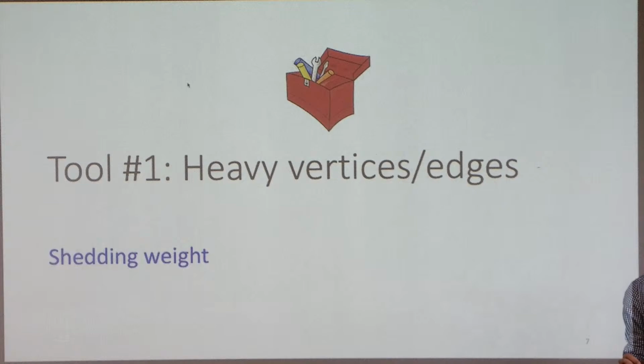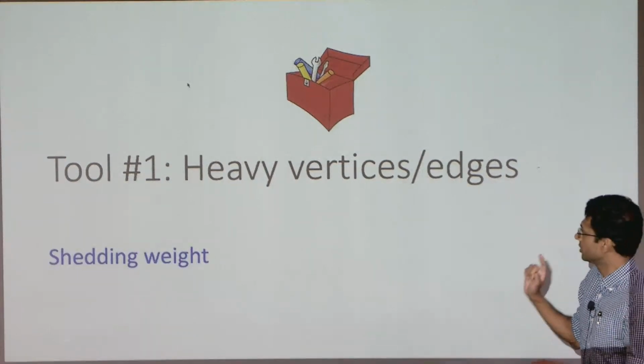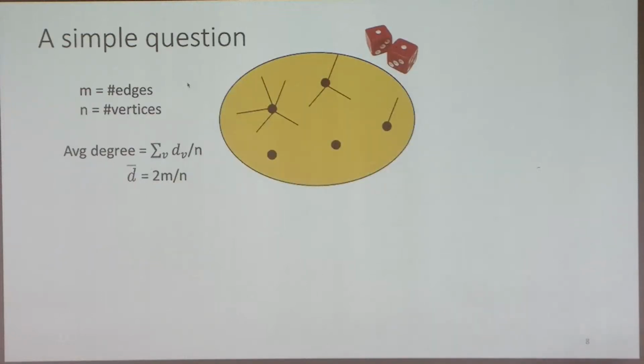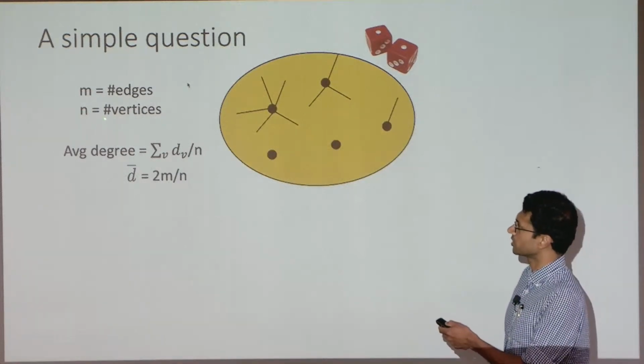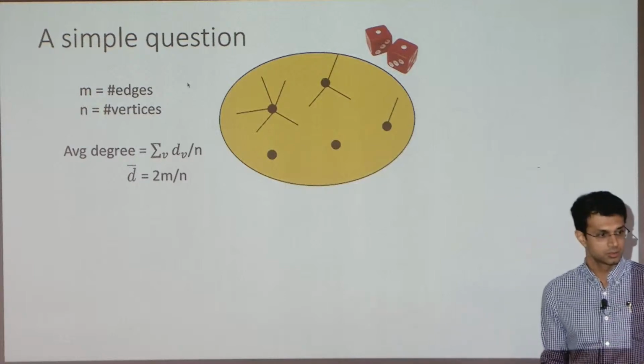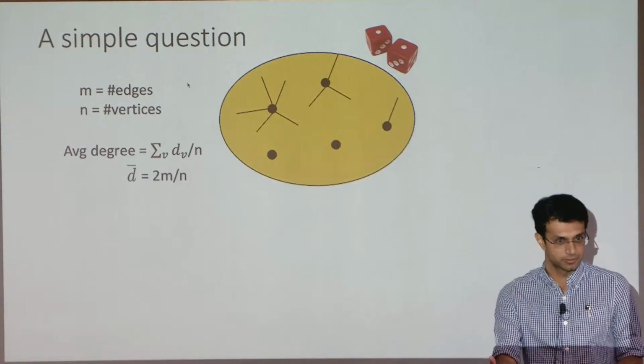Okay, so the first tool is what I'll call heavy vertices. Hopefully in the next 10 minutes, I'll present a full-fledged result and we'll be able to work out the details. So here's a very simple question. As I said, the number of vertices is known, but the number of edges is not known. Let's estimate how many edges there are in a graph.